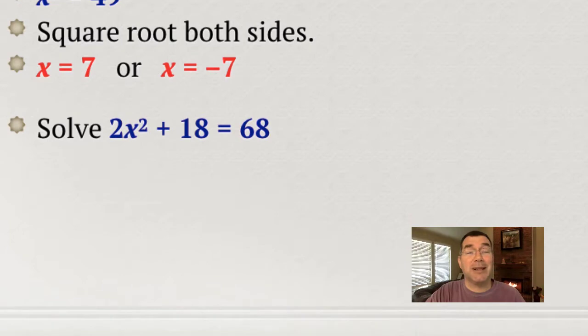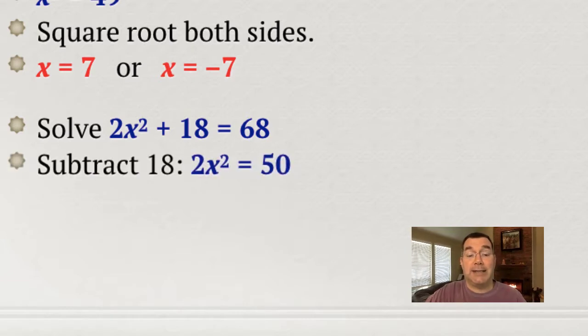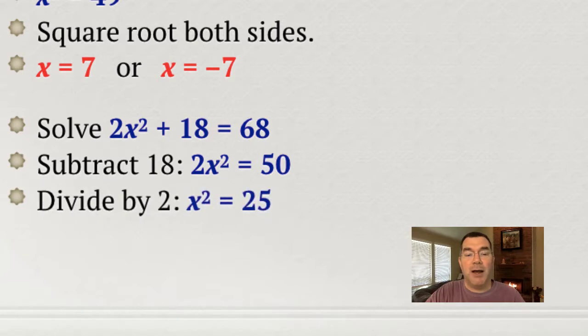If I needed to solve something a little more complicated, like 2x squared plus 18 equals 68, now I have two things to get rid of, and that's the 2 in front of the x squared and the 18 that's being added. So I'll get rid of the 18 first by subtracting 18 from both sides, and I get 2x squared equals 50. Now to get rid of the 2, I'm going to divide both sides by 2, and I get x squared equals 25. So if I square root both sides now that the x squared is isolated, the square root of x squared is just x, and the square root of 25 is either positive 5 or negative 5.